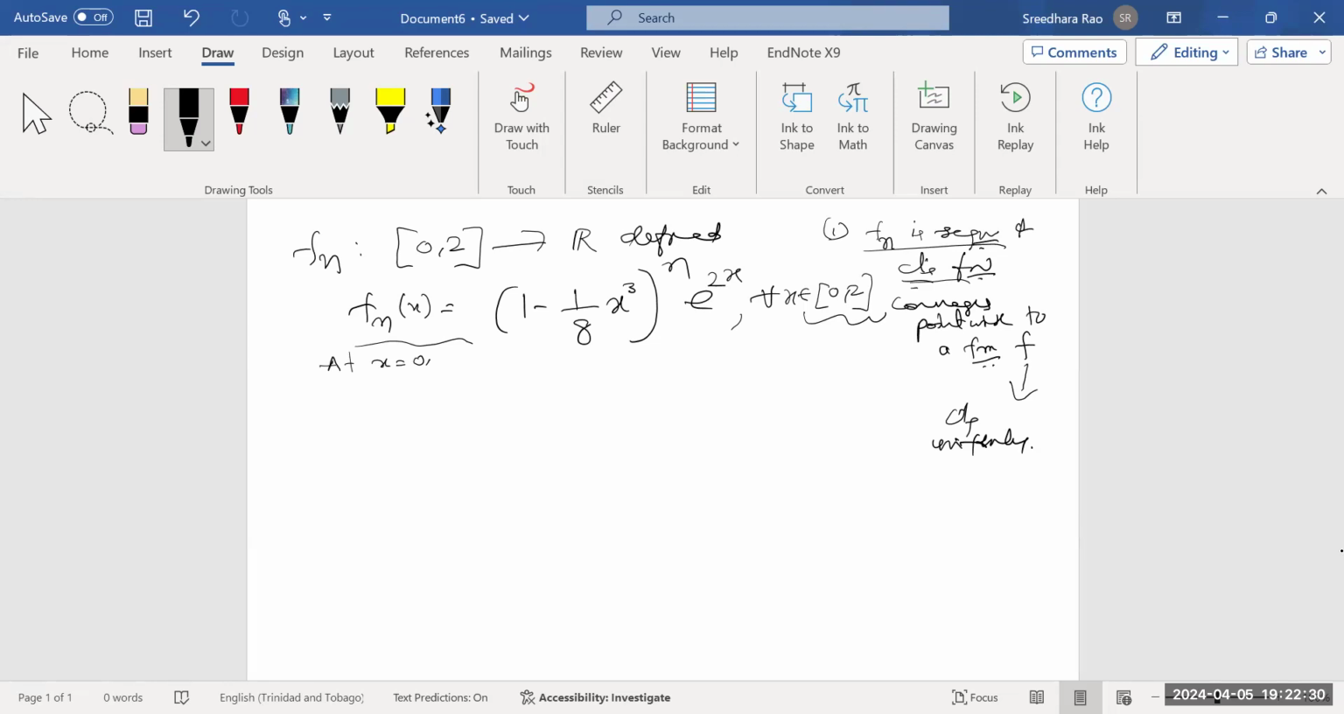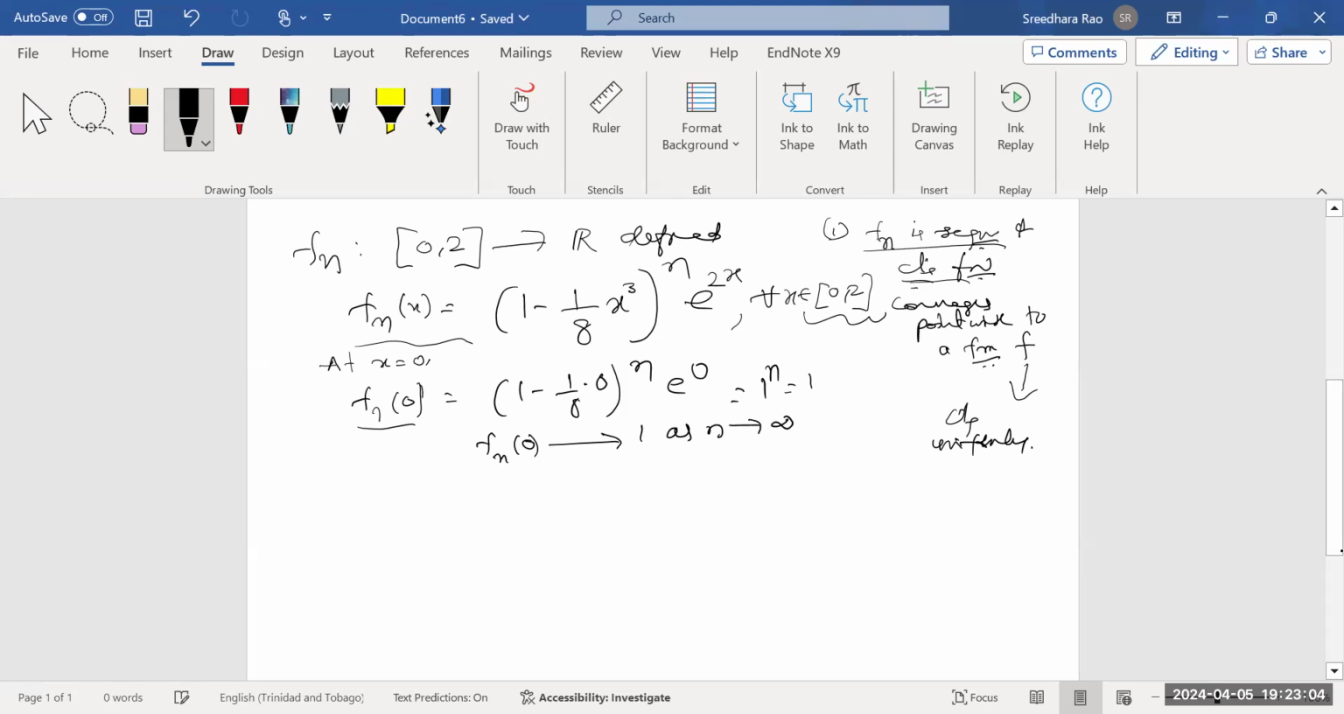So at x equals 0, Fn of 0 is equal to (1 minus 1 over 8 times 0) to the power of n times e to the power of 0. Of course, e to the power of 0 is 1, so that is 1 to the power of n, which equals 1. So Fn of 0 tends to 1 as n tends to infinity, right? Number 1.